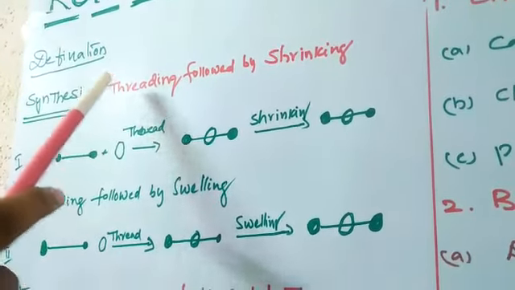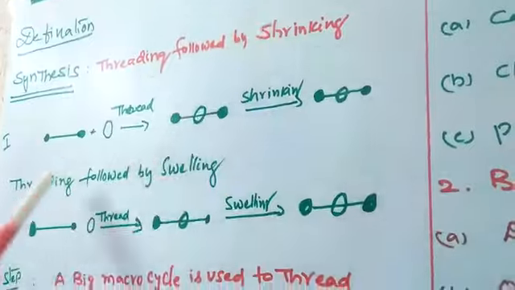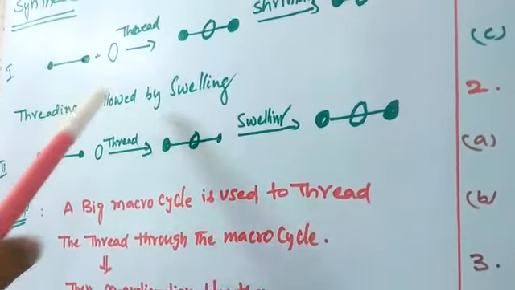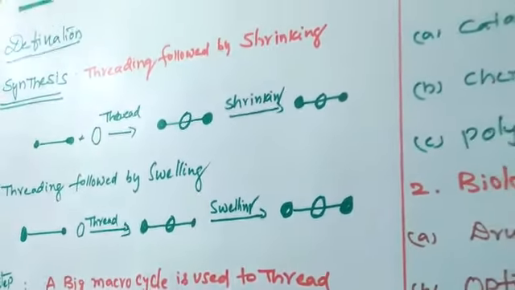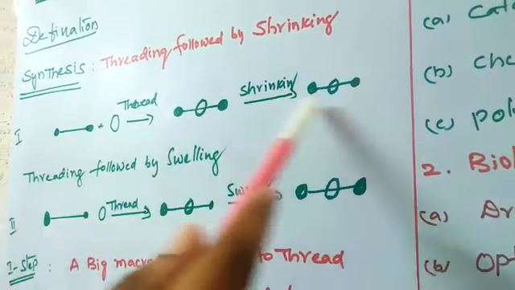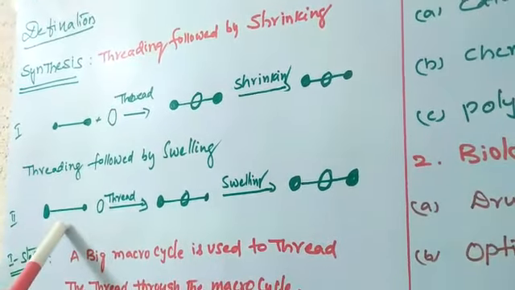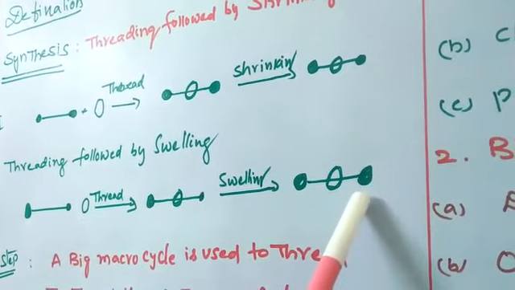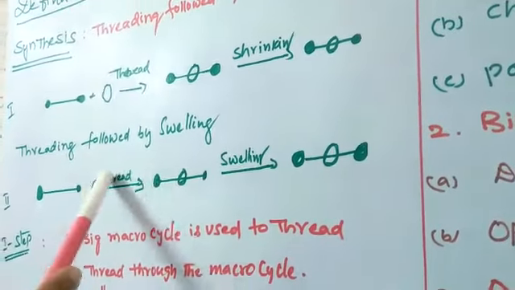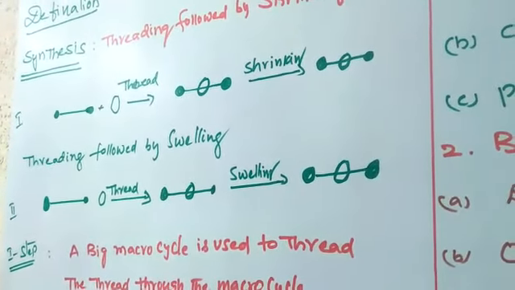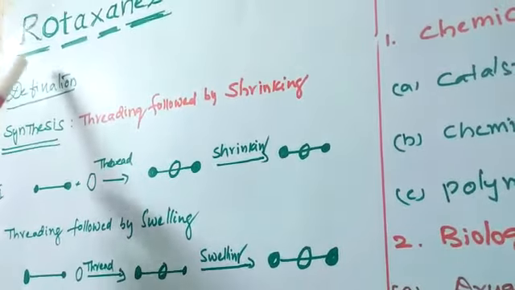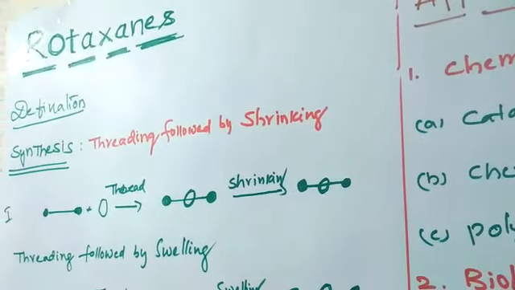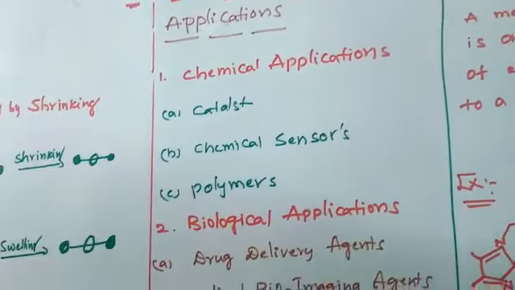So these are the two main important methods: threading followed by shrinking, and threading followed by swelling. In the first case, the size is high, then it decreases. In the second case, the size of the group is very small, but finally it increases. So these are the two methods used for the synthesis of rotaxanes. Next, we will discuss applications of rotaxanes.